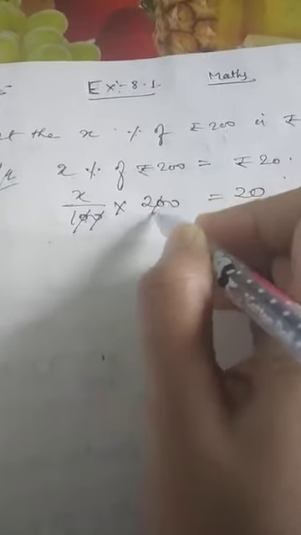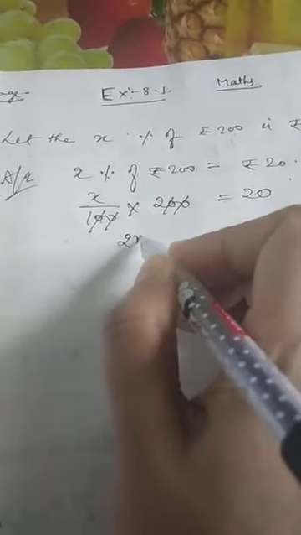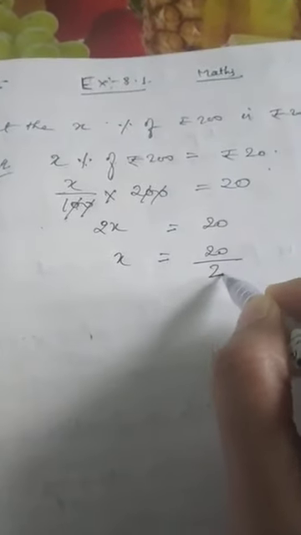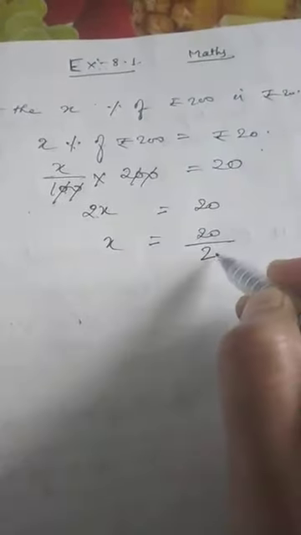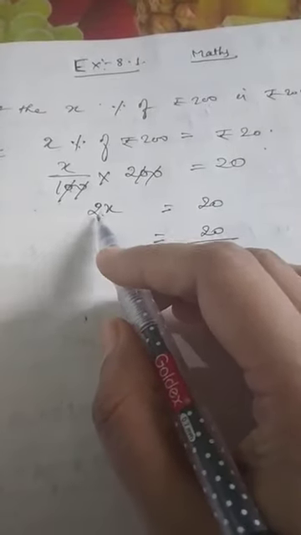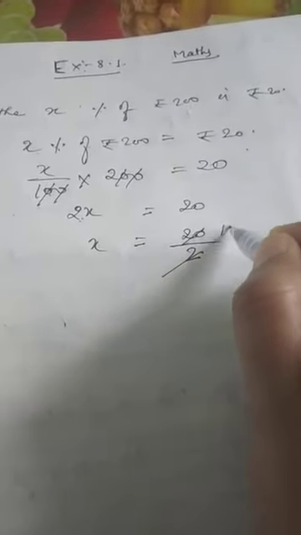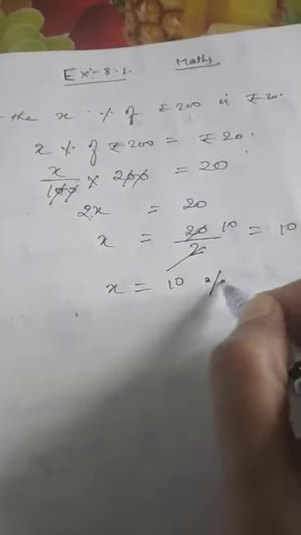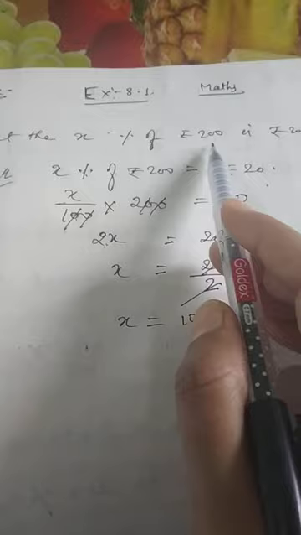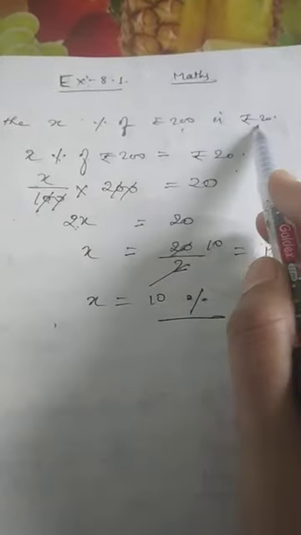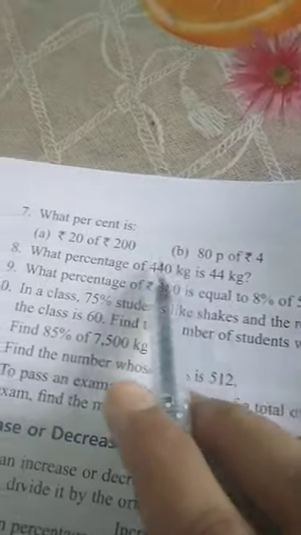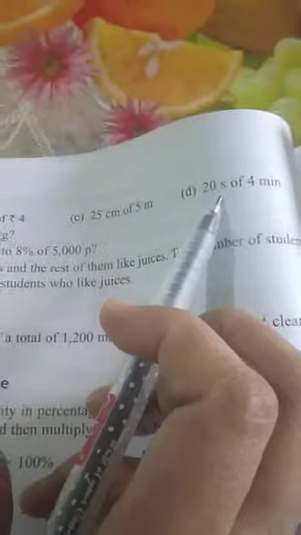So the zeros will get cancelled. We will get 2x. So x is equal to 20 by 2, because it is multiplied here, so it will come to the other side as divide. 2 tens are 20. So we have got 10%, meaning 10% of rupees 200 is rupees 20. Got it? Similarly, you have to do question number 7, B, C and D.